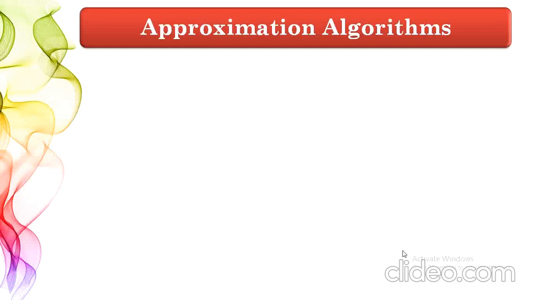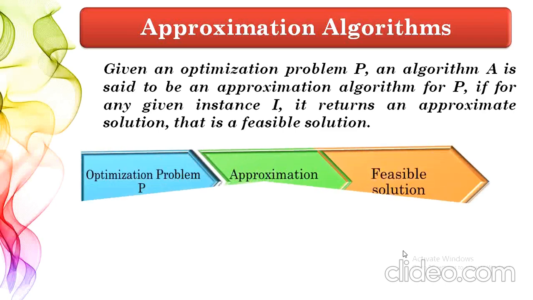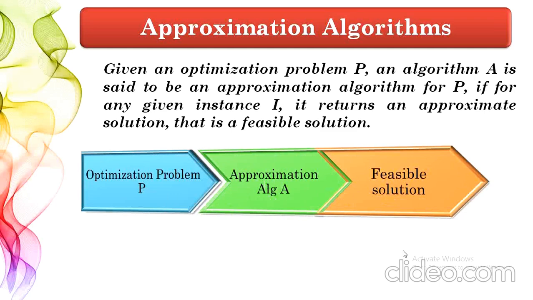Next we move to the approximation algorithm. This is the formal definition of an approximation algorithm. And you should remember the input of an approximation algorithm is a problem, that is, an optimization problem. It will take only optimization problems because most optimization problems are often associated with NP-hard problems. So for a given optimization problem P, we need to develop an approximation algorithm A. It will give a feasible solution for any given instance.